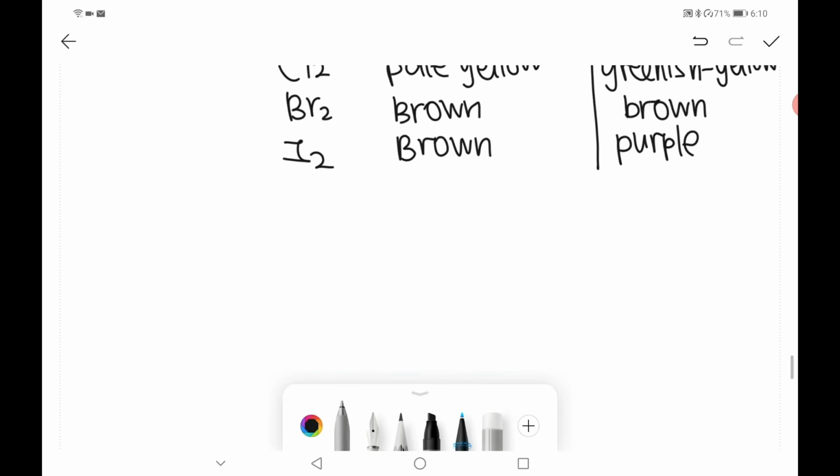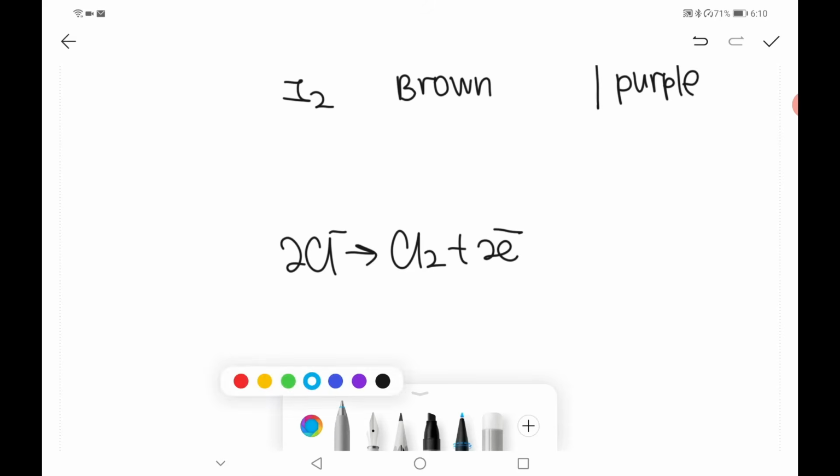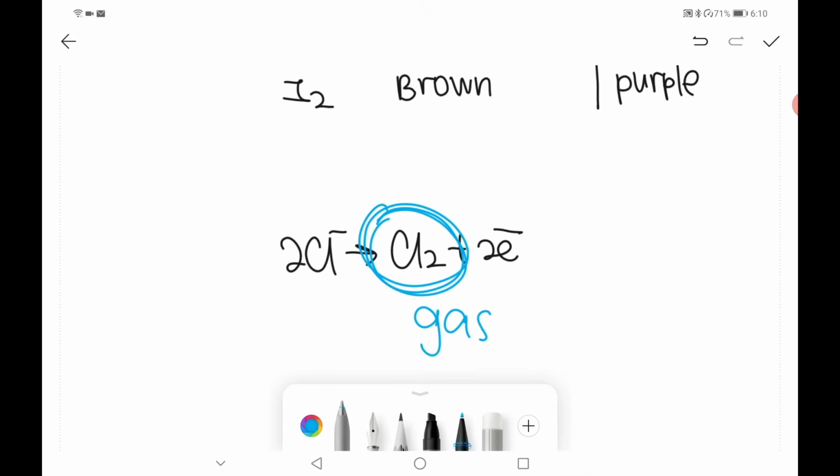In electrolysis, which we will learn later, let's say you get this half equation: 2Cl⁻ becomes Cl₂ plus 2e⁻. Since your final product is chlorine, you will see a greenish yellow gas. Chlorine is a non-metal, so you see a gas. The color is greenish yellow.